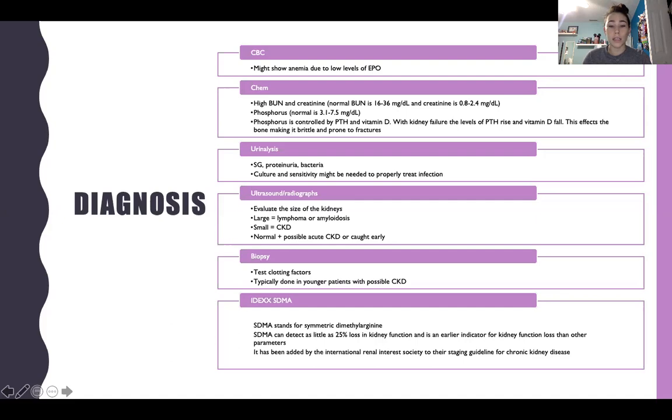Another test that can be done is the IDEXX SDMA. So IDEXX SDMA stands for symmetric dimethylarginine. It can detect as little as 25% loss in kidney function, and it is a really early indicator, earlier than other parameters will show. And I have an example of that in just a minute. It has been added by the International Renal Interest Society to their staging guidelines for chronic kidney disease.